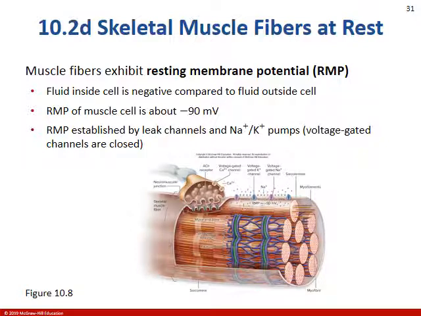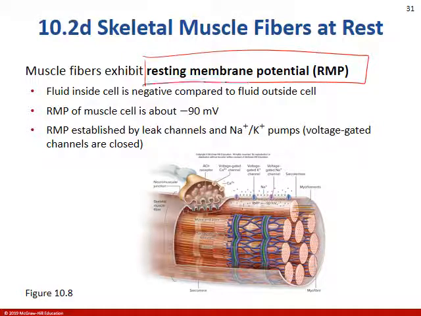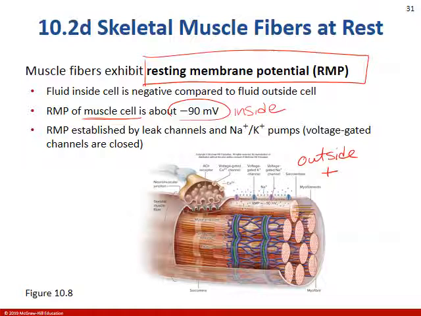Hopefully you remember from a while ago we talked about resting membrane potential. So when a muscle is at rest, the inside is at about negative 90 millivolts. The outside is positive. And it's positive because there's lots of sodium on the outside of muscle fiber cells. What's on the inside? On the inside, there's lots of potassium and other really large negative molecules, phosphates. So the inside of a muscle fiber cell is negative.